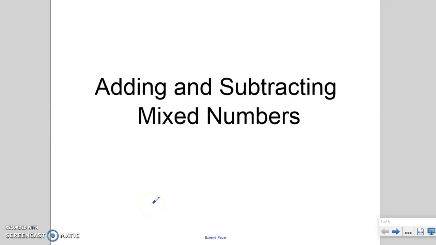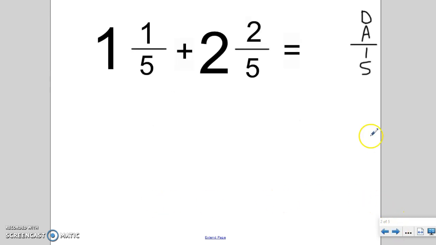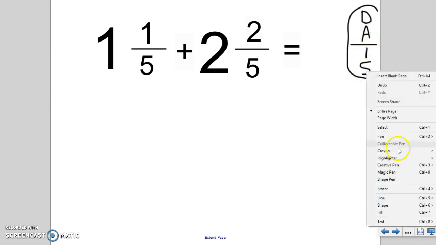All right, guys, since you've done such a nice job with adding and subtracting Green Light fractions, we're just going to make the natural transition into adding and subtracting Green Light mixed numbers. Honestly, it is so similar that we're going to continue to use our DAIS checklist. Again, the D and the A help us to get the answer. The I and the S help us to make sure that our answer makes the most sense.